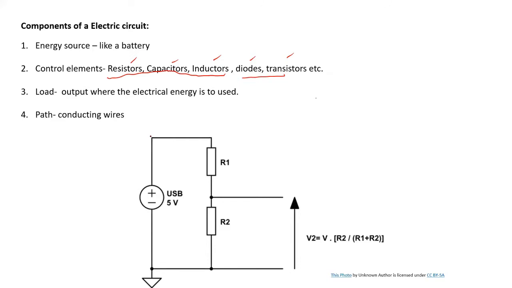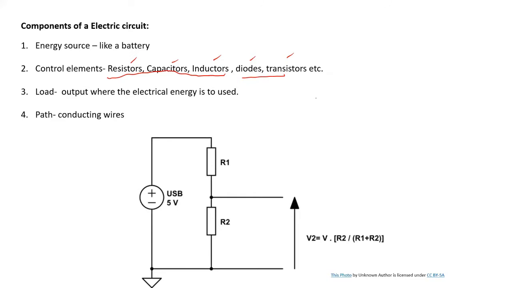What do we mean by passive components? By passive components, we mean that they don't give any gain to the current in a circuit. Whereas if you use transistors, we can amplify voltage or amplify the current to the output. So that is why transistors are known as active components.